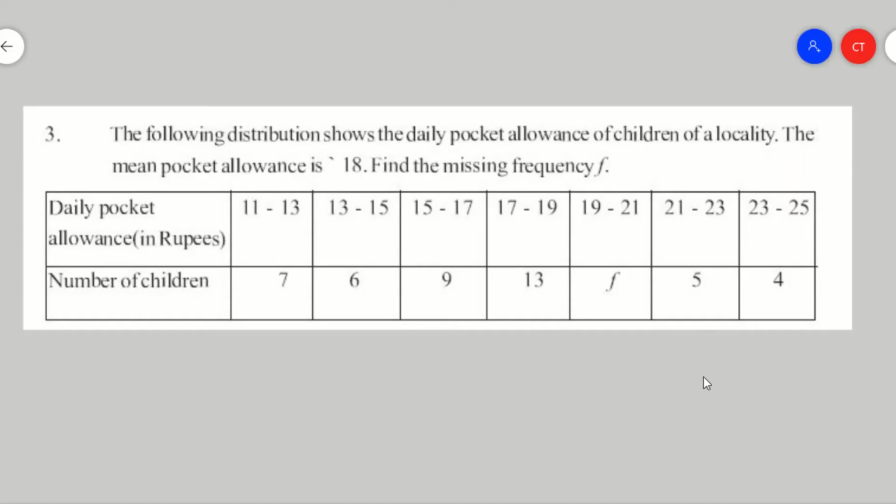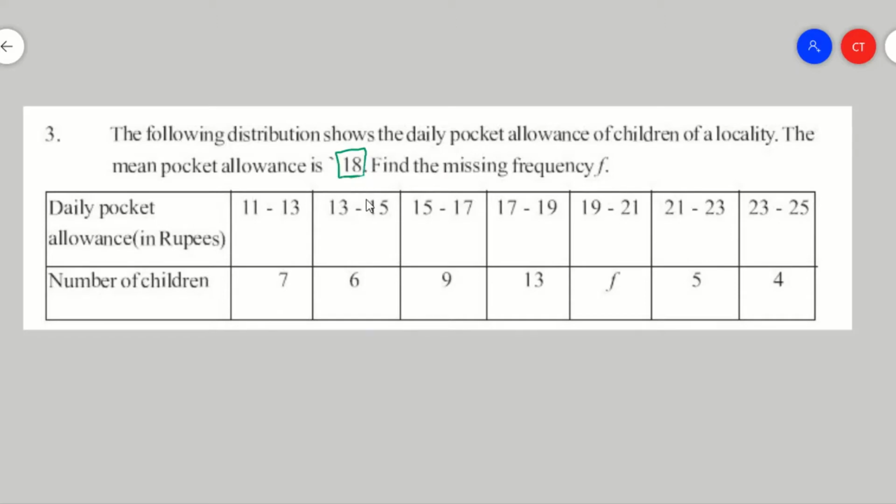Hello students, in this video we are going to discuss problem number 3 from exercise 14.1. It's a little different from regular problems. The question is like this: the following distribution shows the daily pocket allowance of children of a locality. The mean pocket allowance is 18. In this question we are already given the value of this mean as 18.